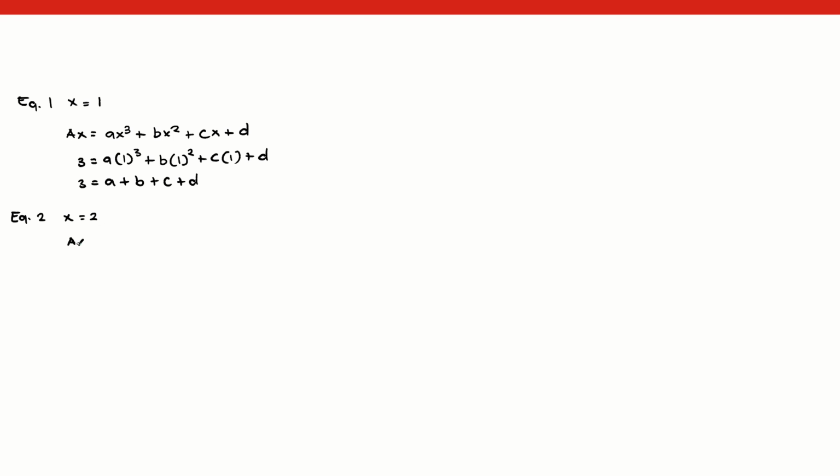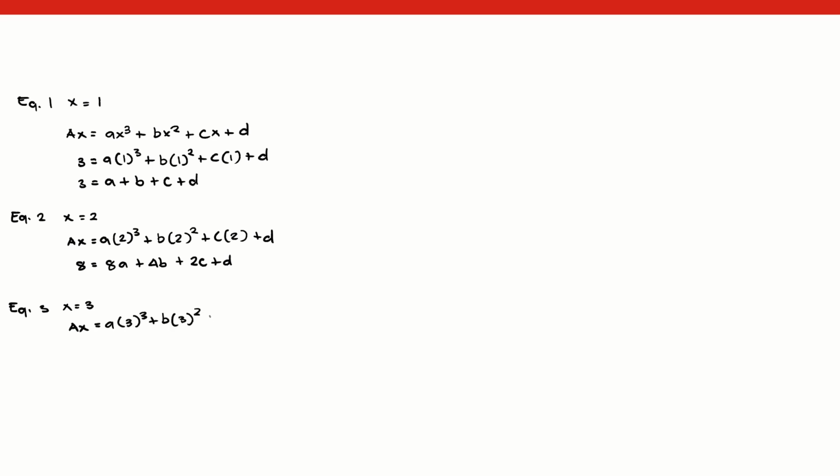So the second equation: 8 equals a times 2 cubed plus b times 2 squared plus c times 2 plus d. So 8 equals 8a plus 4b plus 2c plus d. That is equation 2. Third equation: 25 equals a times 3 cubed plus b times 3 squared plus c times 3 plus d. So 25 equals 27a plus 9b plus 3c plus d. That is equation 3.